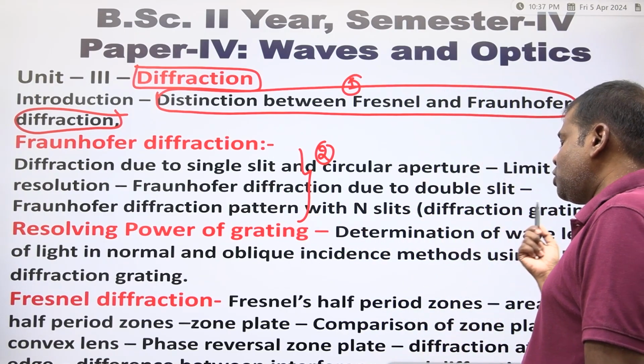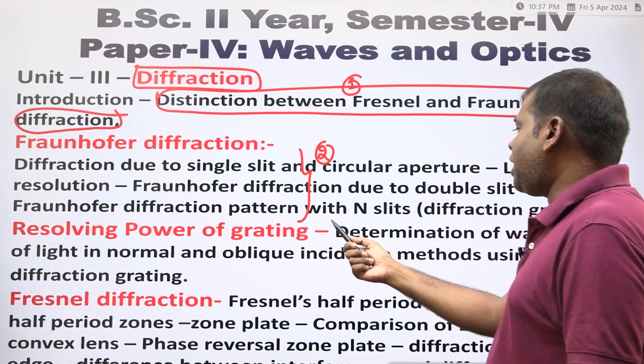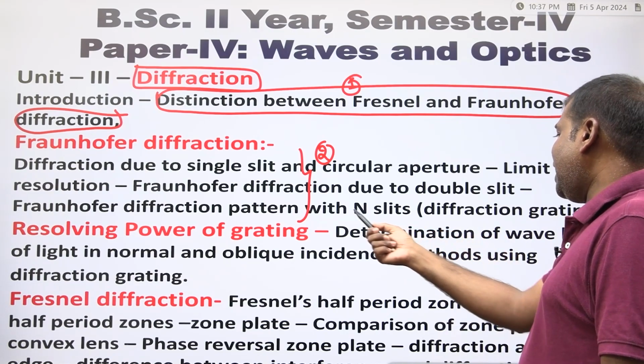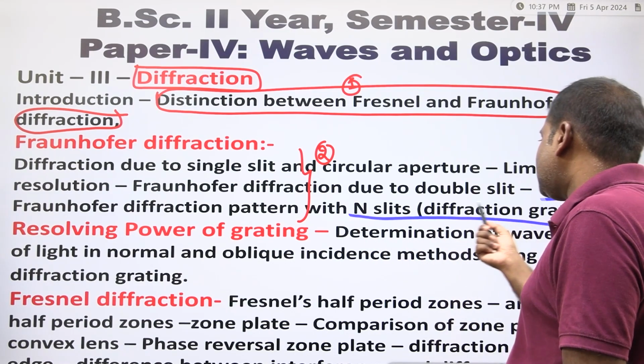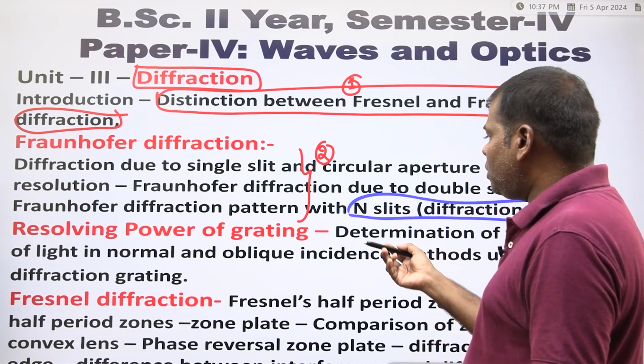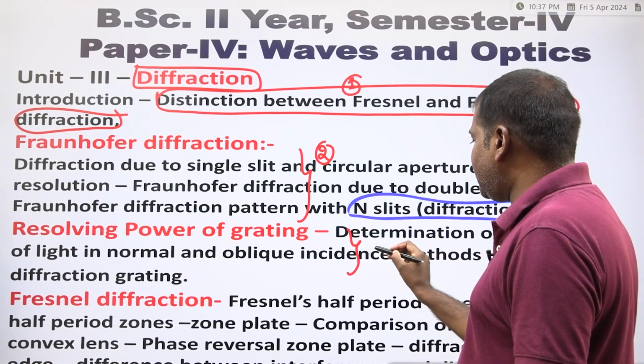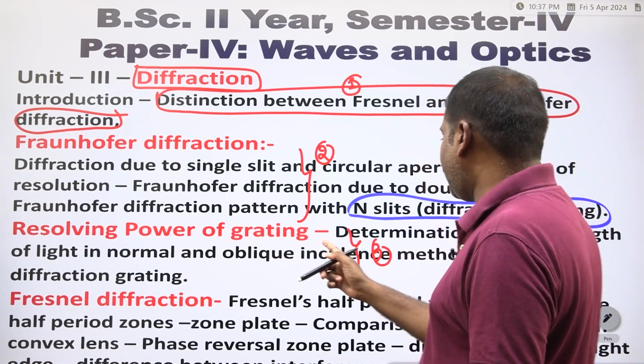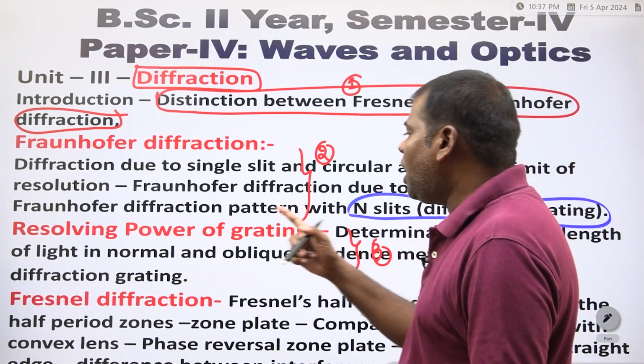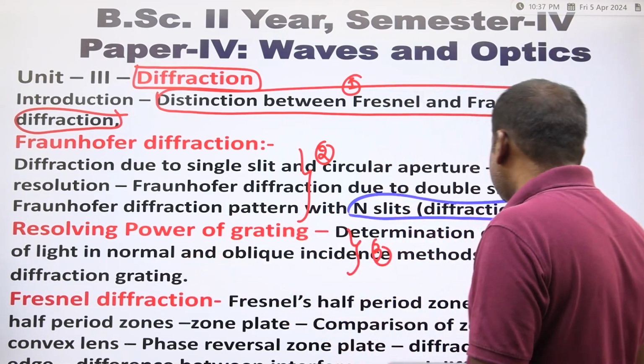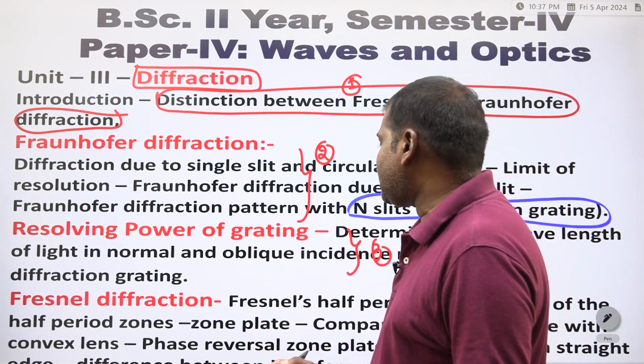Fraunhofer diffraction due to the double slit. Fraunhofer diffraction pattern with N slits. That N slit is nothing but a diffraction grating. Clear? Now, the third part is resolving power of grating. Determination of wavelength by normal and oblique incidence method using the diffraction grating.